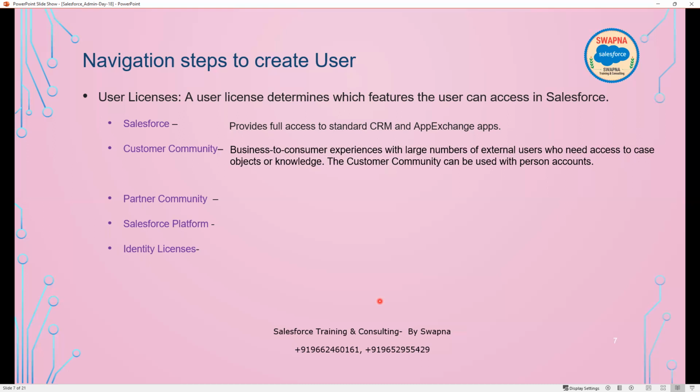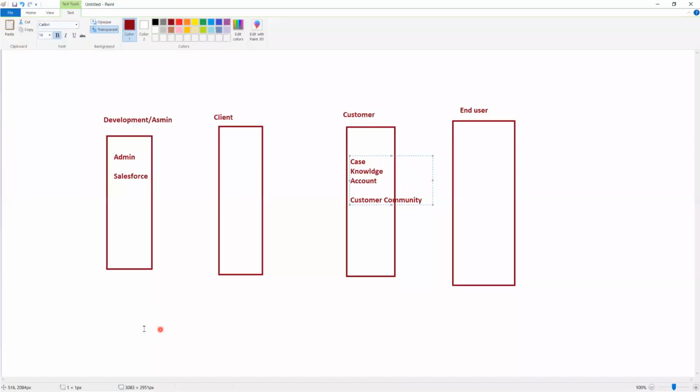That means customer community can be used with person account. Person account has to be created with the person account. Now, a simple example: I want to open a bank account or check something in the bank, maybe loan details, or let's take another scenario, Amazon. Now I have Amazon, right?